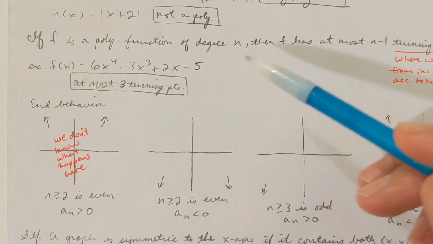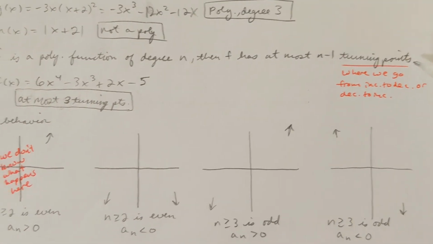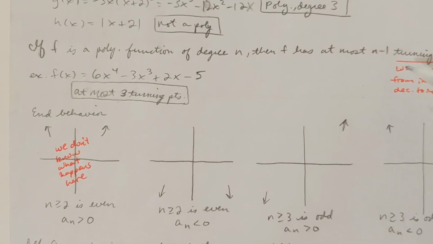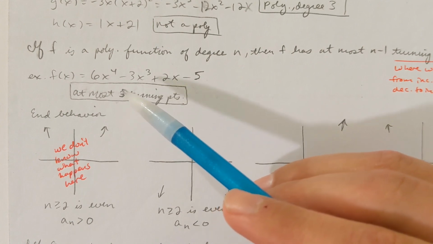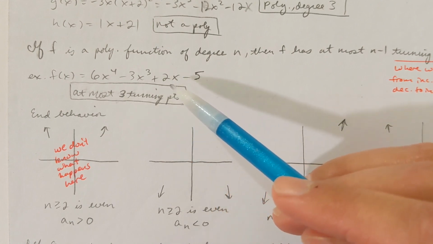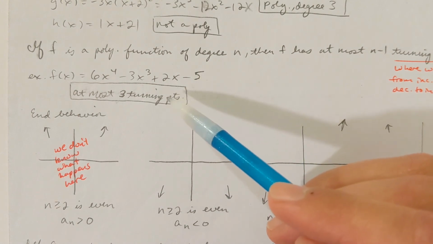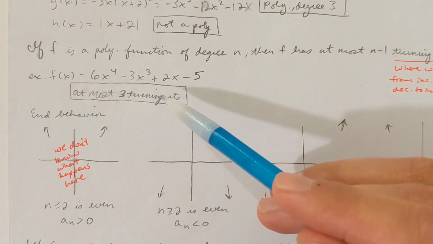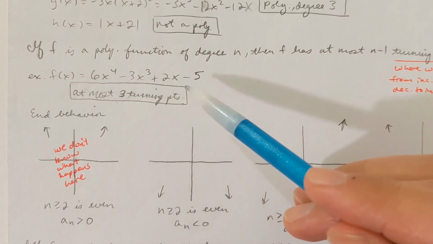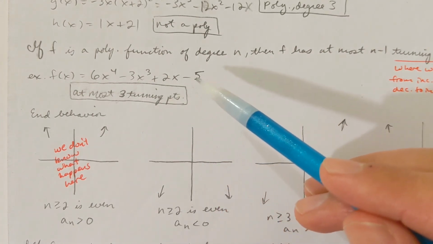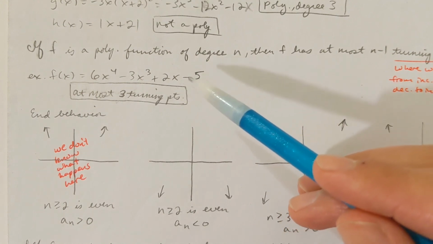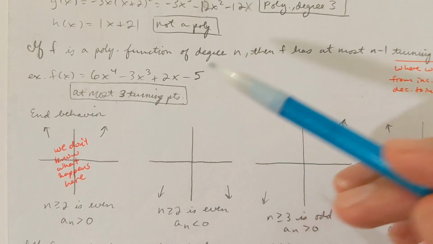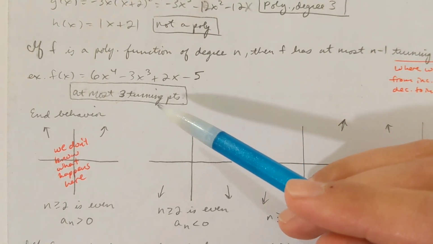If f is a polynomial function of degree n, then f has at most n minus 1 turning points. Okay. So f of x equals 6x to the 4th minus 3x squared plus 2x minus 5. First of all, this is a polynomial of degree 4, since 6, negative 3, 2, and negative 5 are real numbers, and 4 is the highest power of x that we see. So what this says is that there's at most 3 turning points.